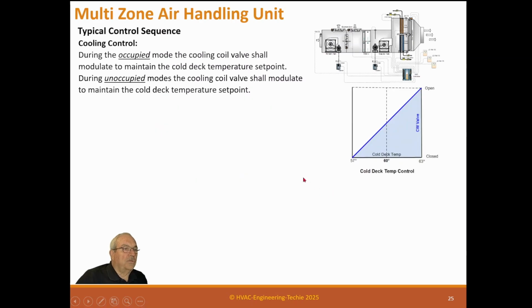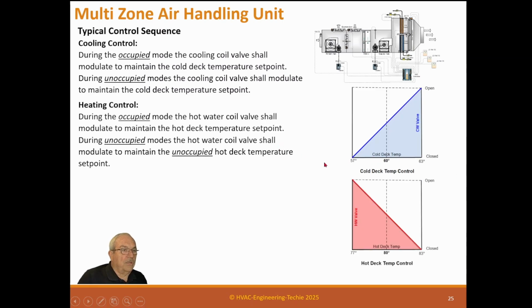Cooling control. During occupied mode, the cooling coil valve should modulate to maintain the cold deck temperature set point. During unoccupied modes, the cooling coil valve should modulate to maintain the unoccupied set points. And here again, my set point is 60 degrees, and it goes up to 63 and down to 57. So we use a 6-degree deadband, a 6-degree throttling range. Maybe that's too high. Maybe you only want to use 4 degrees or something like that. Those are settable by you, actually.